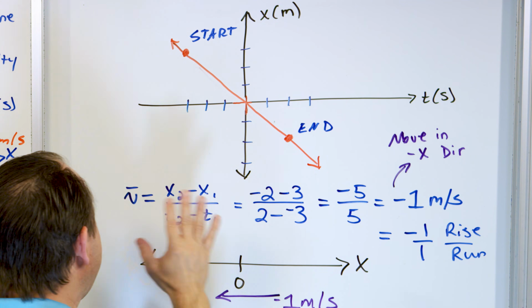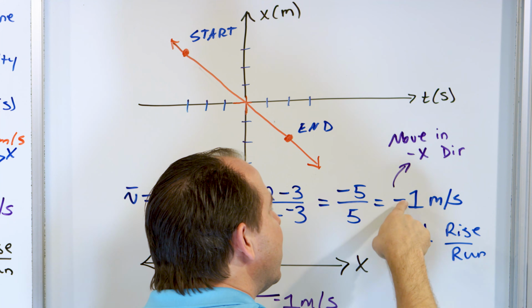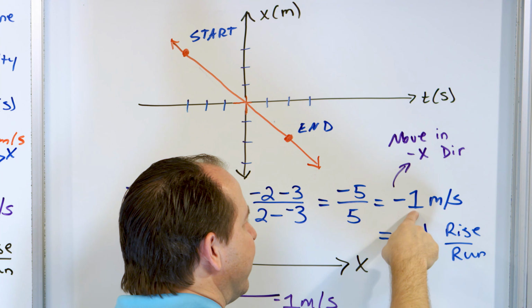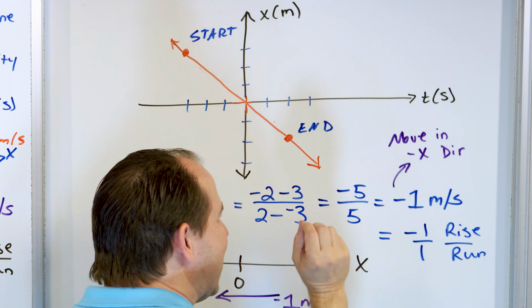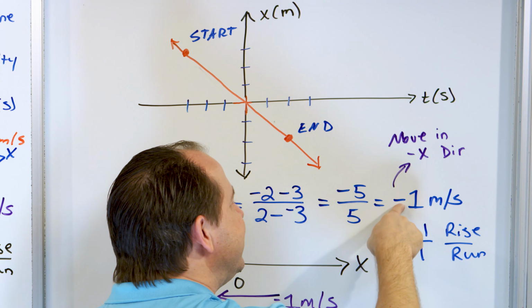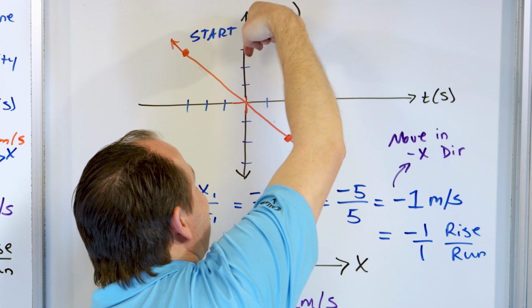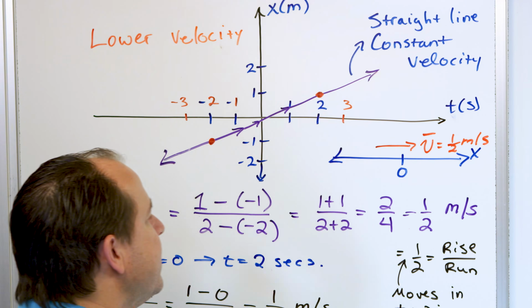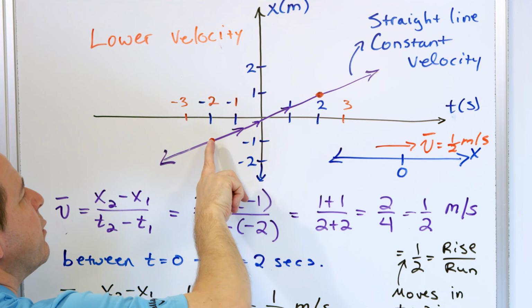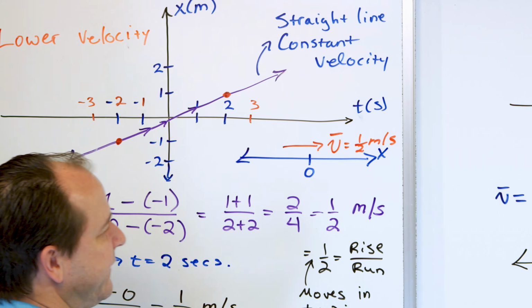And we said that every one of these calculations gives us a number and a sign. The number tells us how fast we're moving in terms of meters per second on average between the points. And the sign tells us what direction. We're moving now in the negative x direction down here. In the past, when we had positive average velocity, we were moving towards the positive x direction.